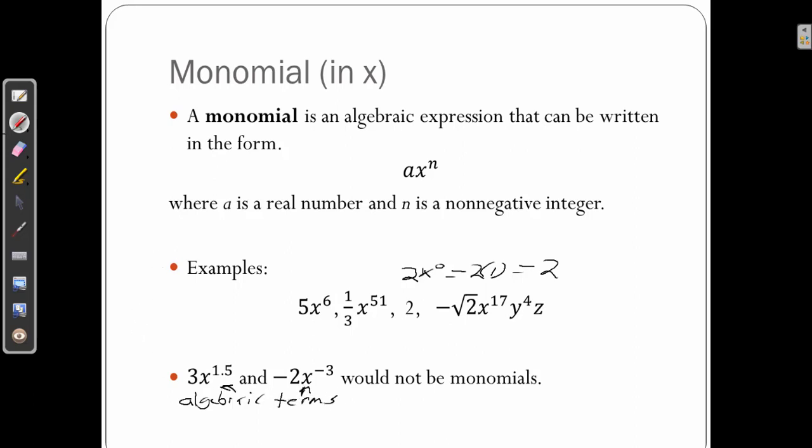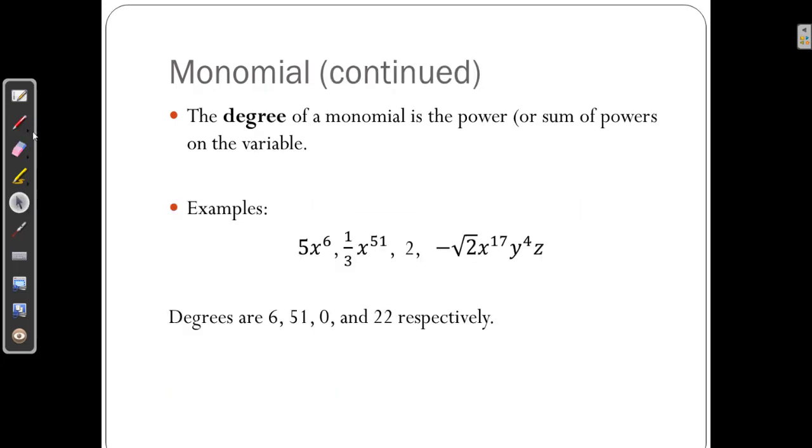So these two expressions would both be considered algebraic terms, even though they're not monomials. And in fact, all monomials are algebraic terms as well. We'll use that word throughout the semester. Moving on, the degree of a monomial: you just find its power on the variable, or the sum of powers if you have multiple variables. So here are the examples from the previous slide.